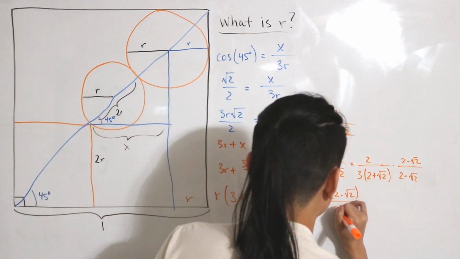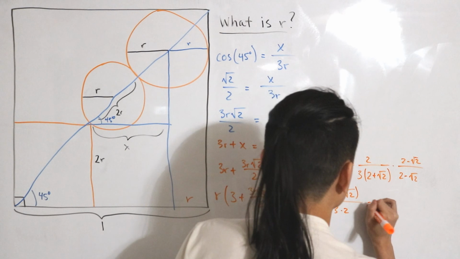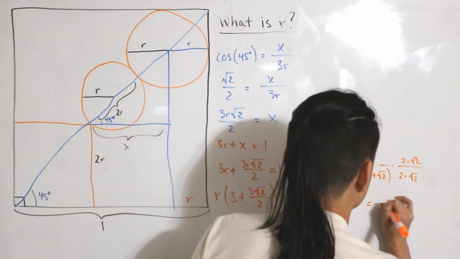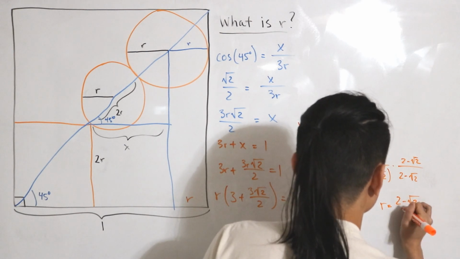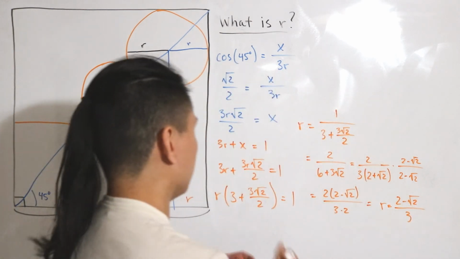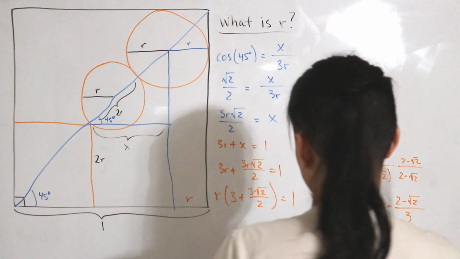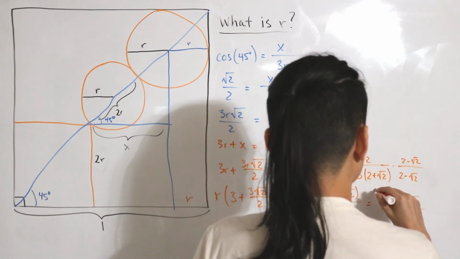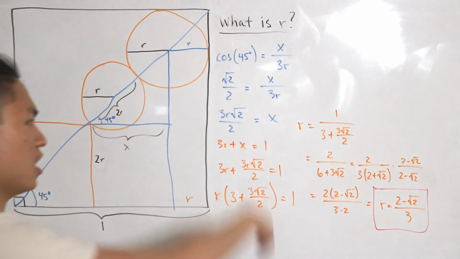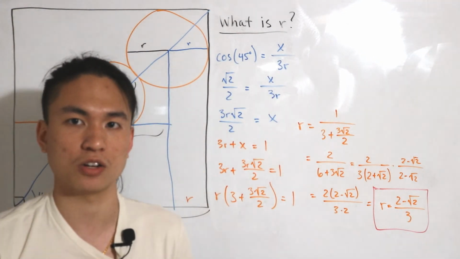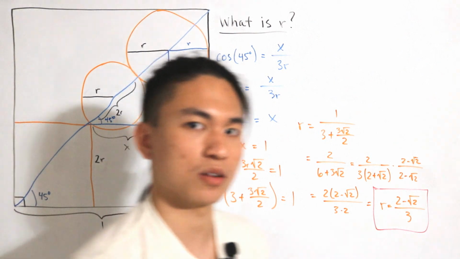So that means I have 3 times 2. The 2's will cancel. And so we have that r is going to equal 2 minus the square root of 2 divided by 3. And that's the length of our radius, as we wanted to calculate this entire time. So just like that, a simple geometry problem that requires some construction, but very basic knowledge on solving these things. So yeah, that's pretty cool if you ask me.